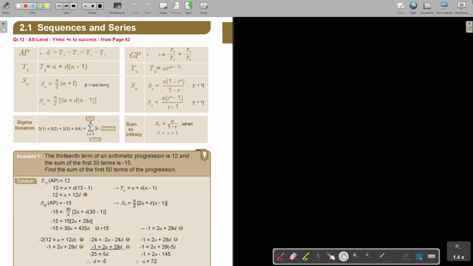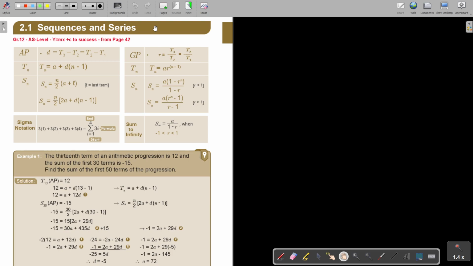AS-Level, Sequences and Series. Exam Preparation Examples, Part 1. You will find this in the Grade 12 AS-Level Y equals mx+c to Success Mathematics textbook, from page 42. There you will find this table. It's always good to first go back to the textbook, work through the basics, and then you can tackle these extra exam examples. But let's start.